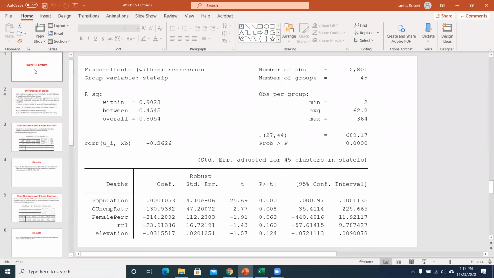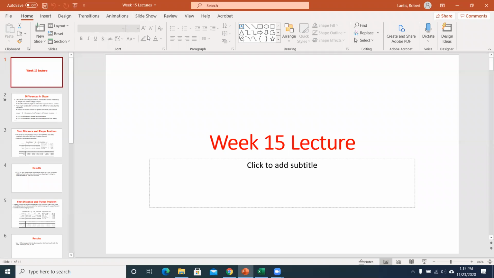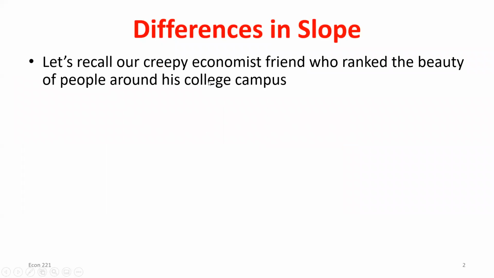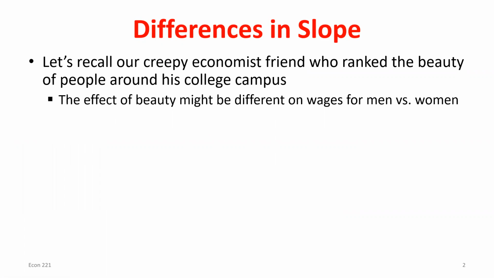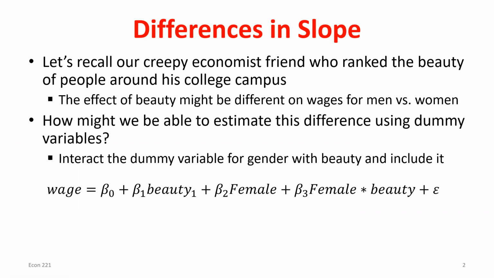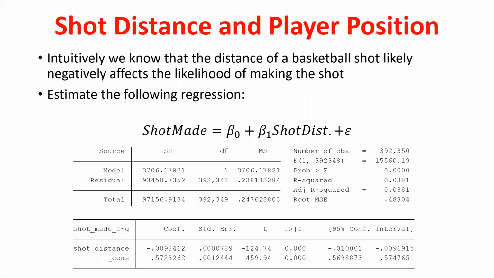I also want to do a little bit of a review. Some of the slides I didn't get to last week were about differences in slope. I think we didn't get to go over this, wait, we did go over this one, didn't we? With the looks and the effect on wages. So I think this is the example that we did look at, right?